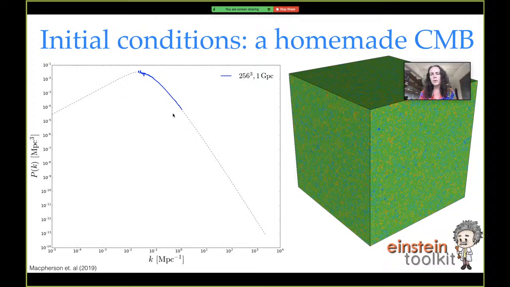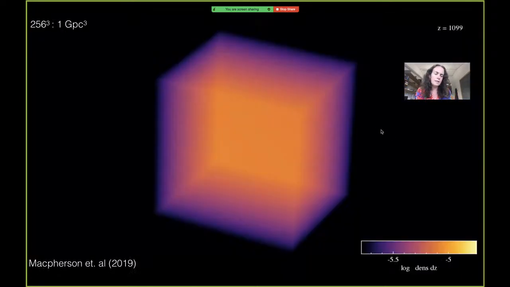And then we just sample a Gaussian random field of fluctuations that follows this power spectrum. And we can see this blue curve is showing the section of the power spectrum that we sample given our largest simulation. So this is a gigaparsec on a side with a resolution of 256 cubed. And this is what those density perturbations look like on the right hand side, where the red region is overdense, the blue underdense.